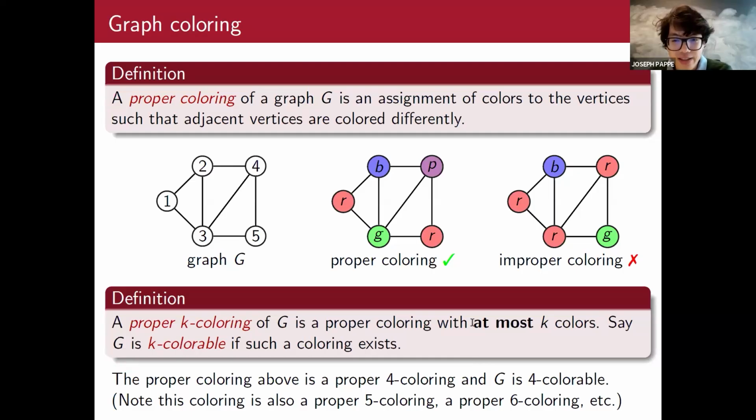But do note that in this definition, I say that we only require at most K colors. So this proper four coloring is also a proper five coloring, a proper six coloring, etc. These are the number of colors we have at our disposal, but we don't have to use every single one of them. This is a bound on the number of colors, but not a requirement.